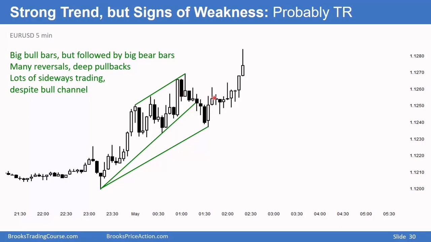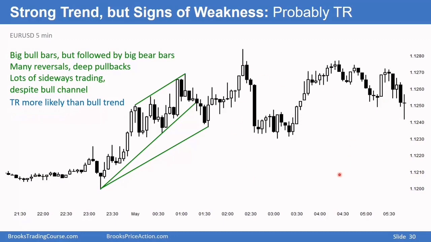And then we got a couple bull bars and then a couple dojis, a bull bar and then a bar with a big tail. It looks like this is a strong bull trend evolving into a weak bull trend, a fairly broad channel. This probably will soon become a trading range. So bull trend, but probably a bull trend that is a leg in a developing trading range.